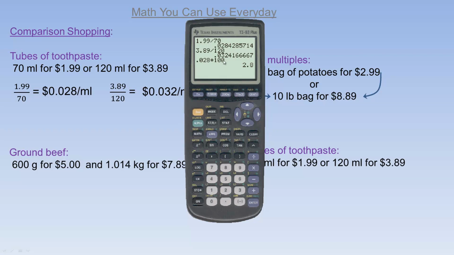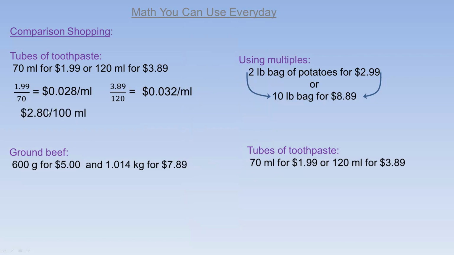If I take the second one, the 0.032, and multiply it by 100, see, that's $3.20. So if we compare both of them, if you were buying 100 milliliters, then this one's $2.80, that one's $3.20. So again, you can say the $2.80 is cheaper. So that's how you find the cost of 100.